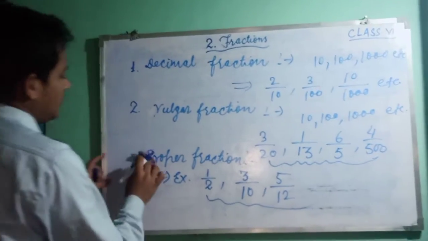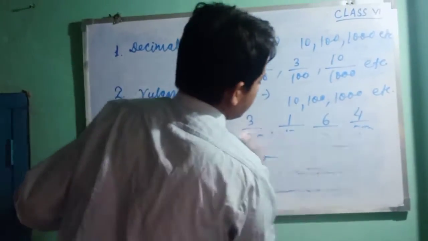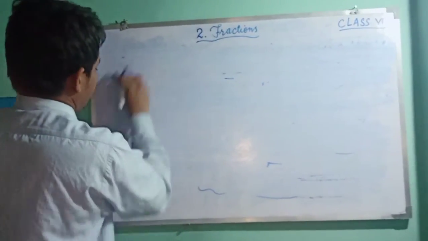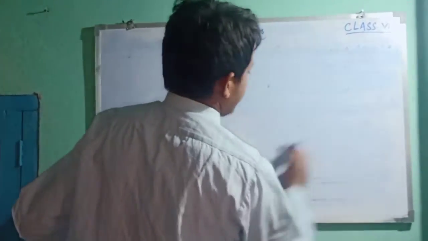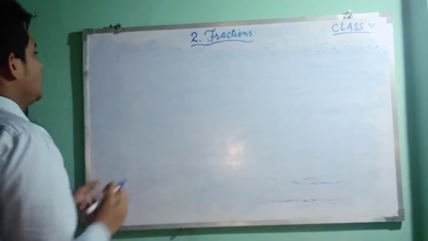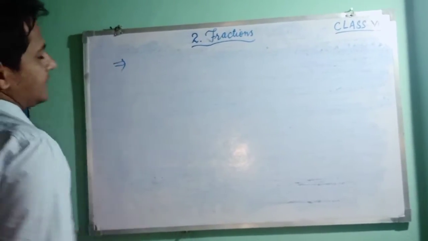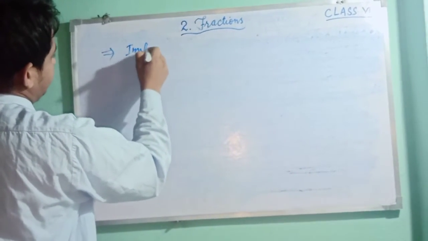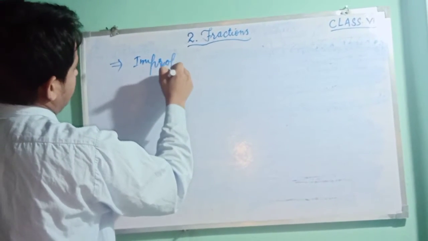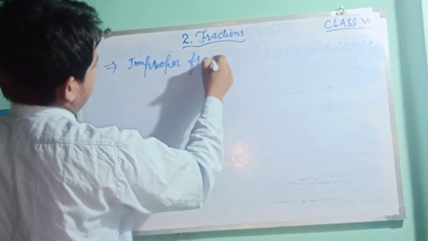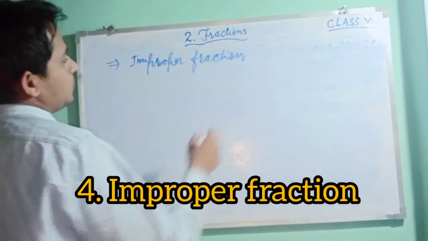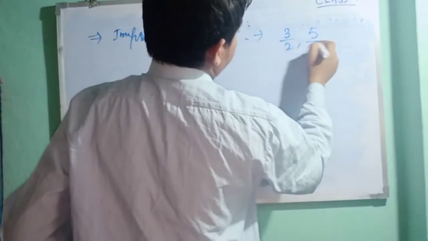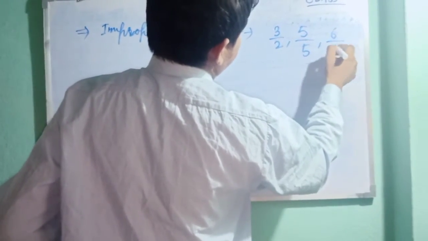Okay, now next point, improper fraction. What is an improper fraction? Now improper fraction: a fraction whose numerator is greater than its denominator. Examples of improper fractions: 3 by 2, 5 by 5, 6 by 5, etc.